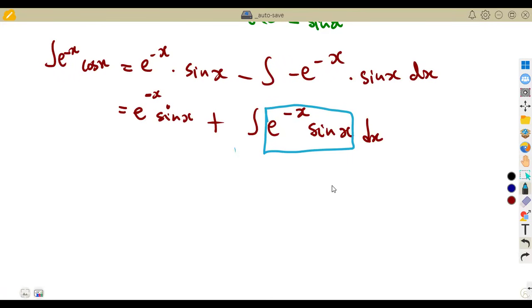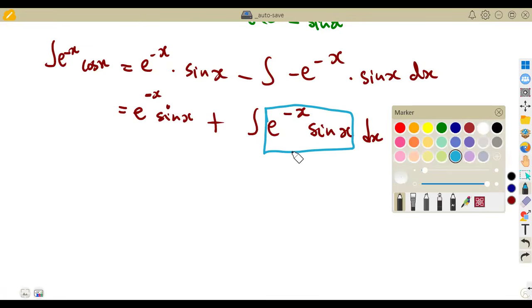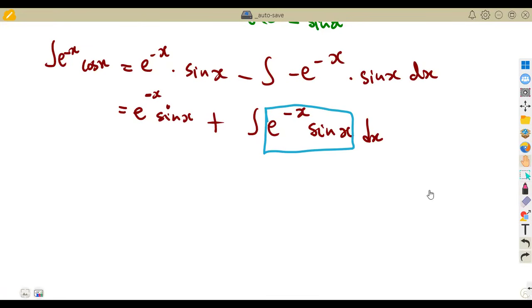But this one now, if we check, it's a product again of two terms, just like what we had previously on our integral of this with respect to x. It was a product of two terms: e to the exponent of minus x cos of x. But now we've got sine of x. So for us to integrate this part, we are going to apply by parts again, because it's a product of two terms.